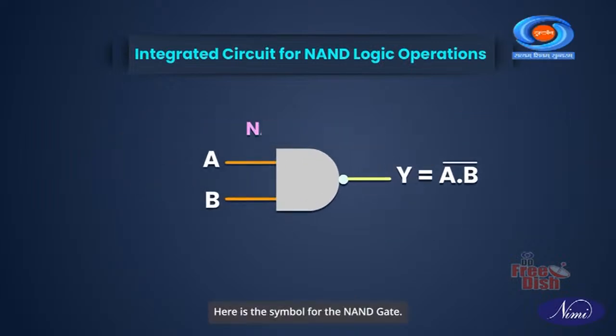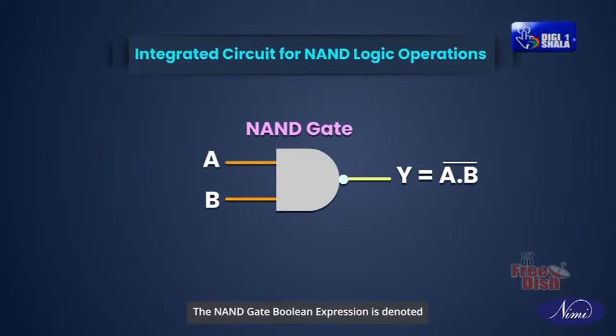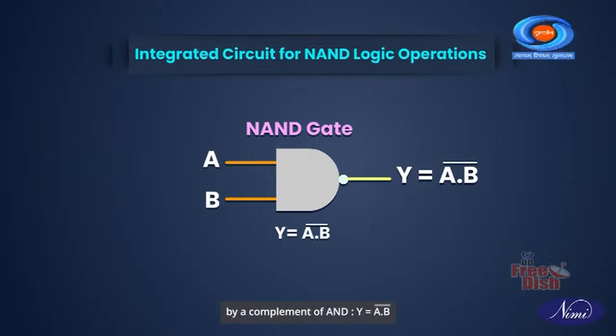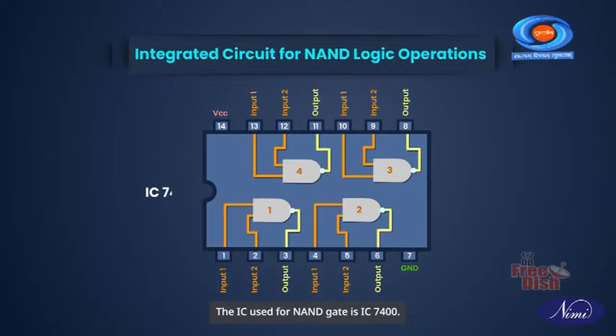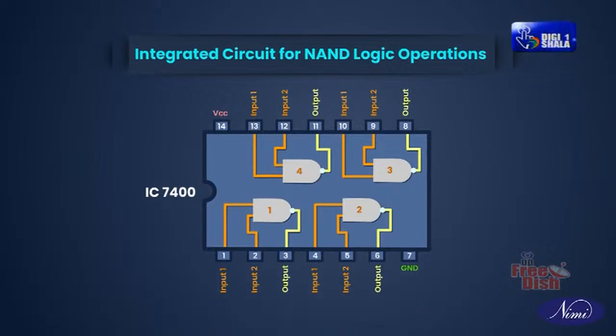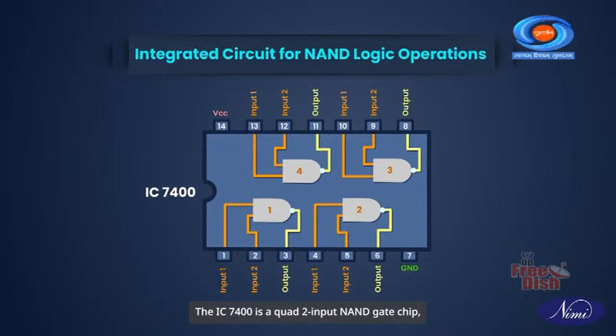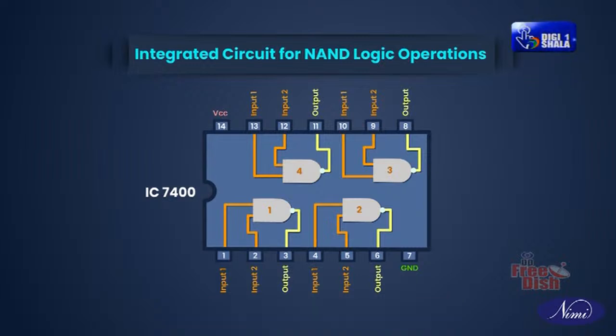Here is the symbol for the NAND gate. The NAND gate Boolean expression is denoted by a complement of AND. Y is equal to AB bar. The IC used for NAND gate is IC7400. The IC7400 is a quad 2-input NAND gate chip, which means it contains 4 independent NAND gates. It comes in a standard 14-pin package.